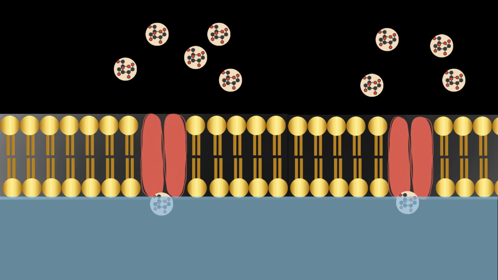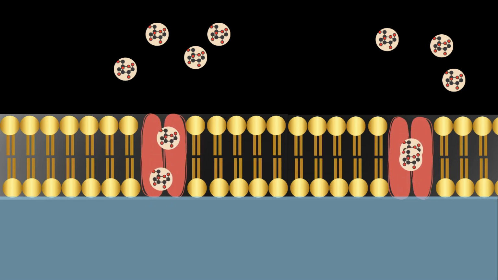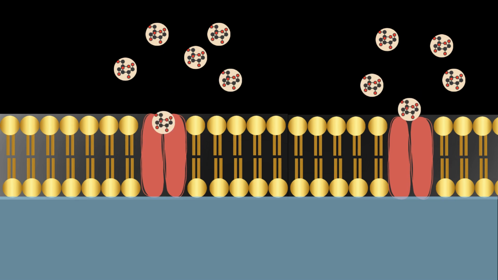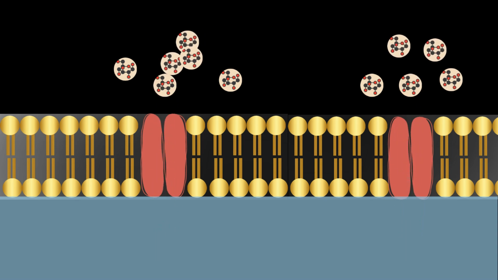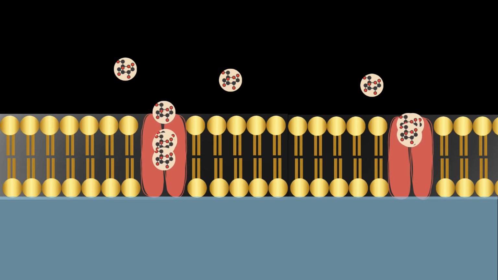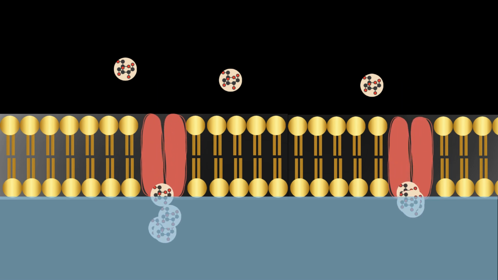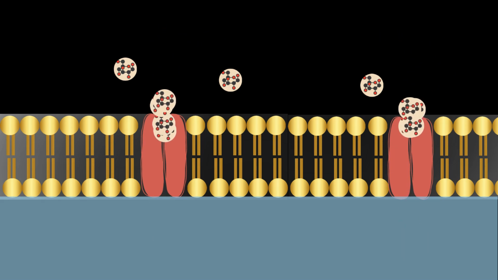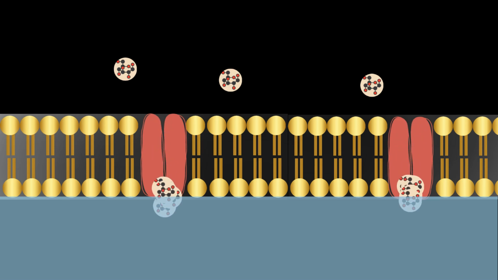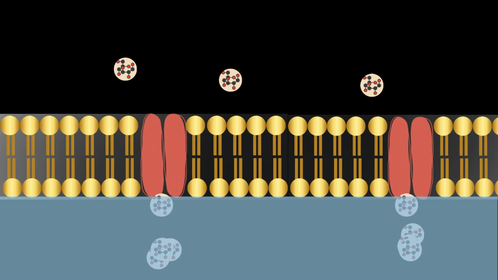Facilitated diffusion is a crucial process in cellular transport that allows specific molecules to cross the plasma membrane more easily. This passive transport mechanism doesn't require energy input and relies on specialized membrane proteins to assist the movement of substances along their concentration gradient. For example, glucose enters cells with the assistance of glucose transporters.